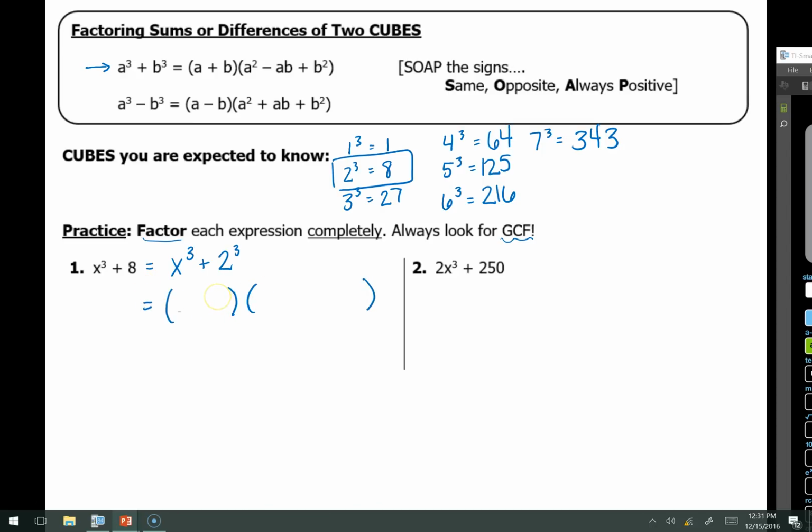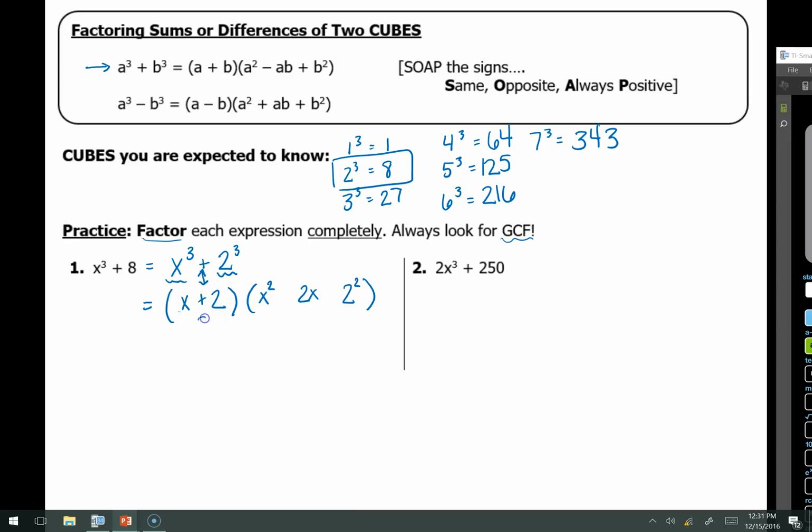The first one is going to be the two bases with the same sign, so that's x plus 2, these two bases with the same sign. My next set of parentheses, the first term is going to be my first one squared. My last term is going to be the second base, 2 squared. And my middle term is going to be the bases multiplied together, so that's 2x as my middle term.